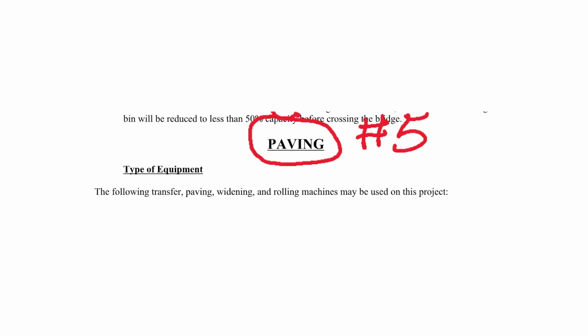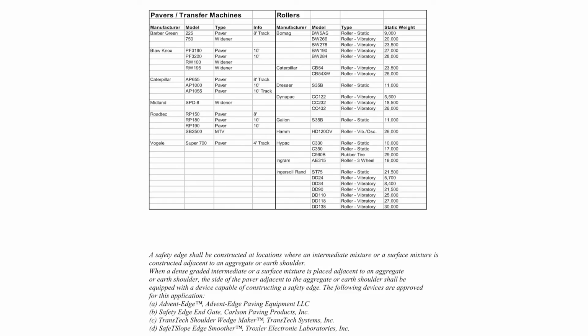Number 5 is your paving operation. This is just listing the types, serial numbers, and models of all your paving equipment. What I like to do is list all the equipment that's possible to use in that job, because you never know, something might break down. You know it's going to break down eventually. So make sure you've got other equipment in there so you don't stop your production on the job.